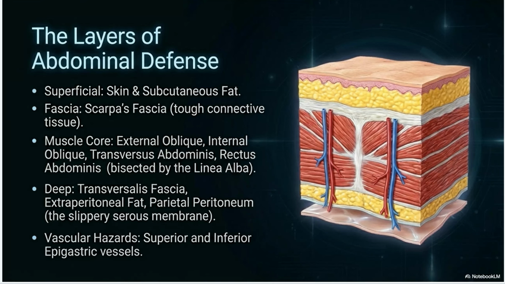The rectus abdominis muscles, which run vertically along the front of the abdomen, are commonly referred to as the six pack muscles. Between the rectus muscles lies a fibrous structure known as the linea alba. This structure is frequently used for surgical entry during midline incisions because it contains fewer blood vessels and nerves than surrounding muscle tissue. Deeper layers include the transversalis fascia, extraperitoneal fat, and the parietal peritoneum, which lines the abdominal cavity.